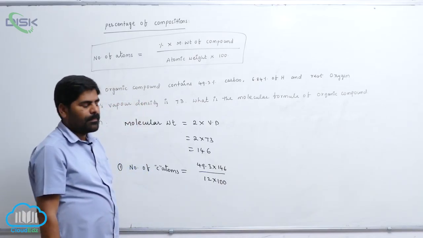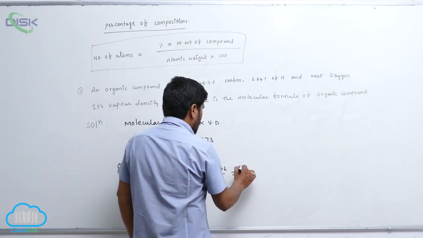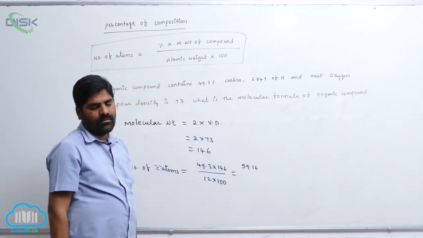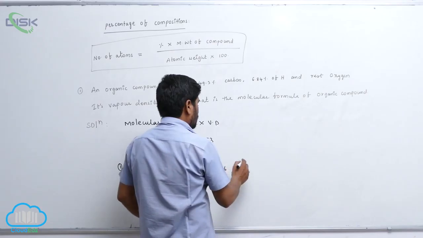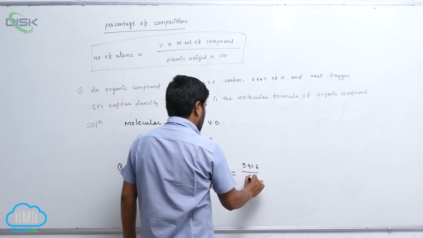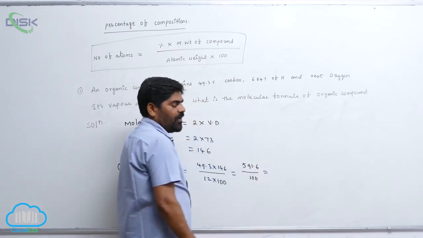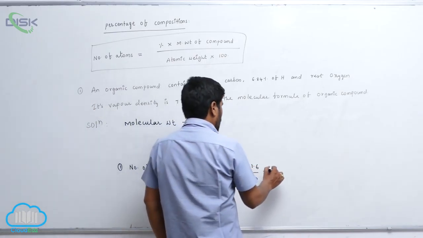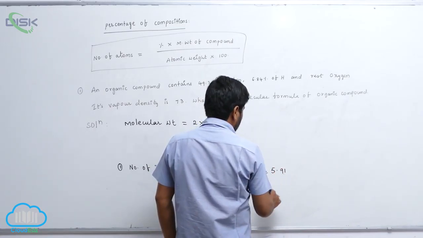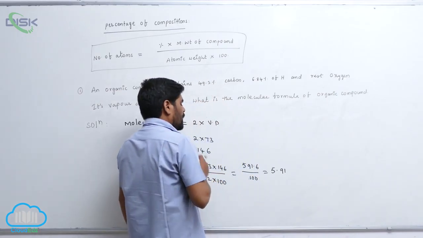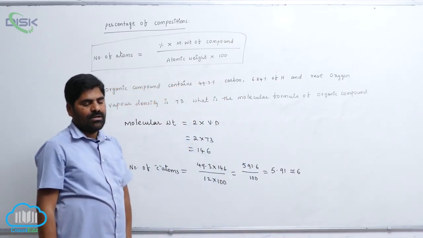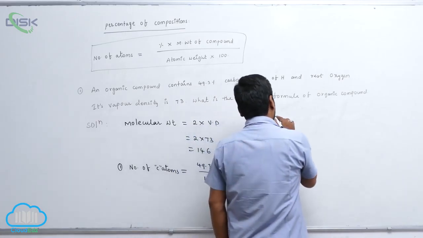Based on this, the above values approximately 59.16 by... 591.6 by 100. So therefore it becomes 5.91, so approximately what? 6.